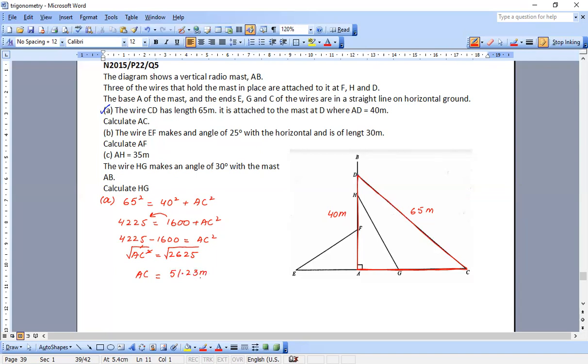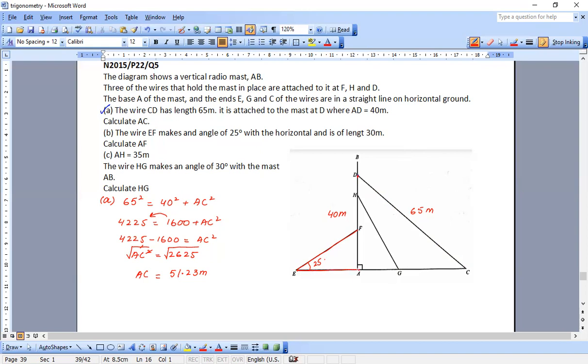Okay. Then we move on to part B. In part B, what are they saying? Let's not erase the values, only erase those lines. Okay. In part B, the wire EF makes an angle of 25 degrees with the horizontal. Where is EF? This is EF. Here is EF. EF makes an angle of 25 degrees with the horizontal. So this is 25 degrees, and this is the horizontal which is going on.